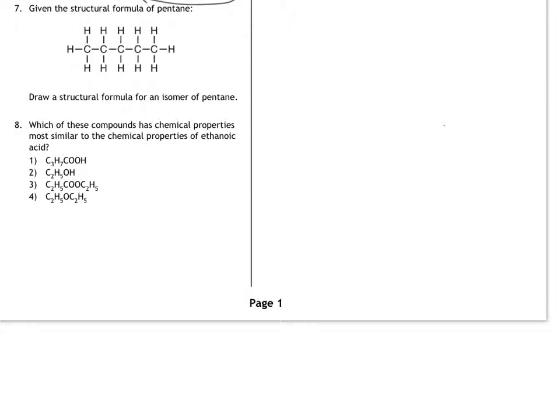In number 7, we have this beautiful structure here. It seems to have 5 carbons and 12 hydrogens. So it definitely is pentane. But what we're asked to do is to draw a structural formula for an isomer of pentane. So remember, whatever we do, it has to have a different shape, but it must have 5 carbons and 12 hydrogens. So there are a couple of examples I can think of right away, and I'll try to give you the least weird example first.